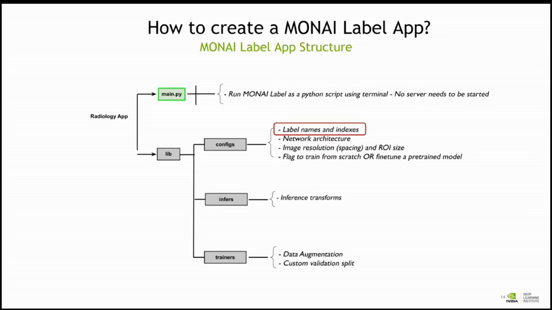So in inference, you define the type of infer that you want to use. You want to use patch-based, whole volume infer, or you want to do interactive segmentation, you change that there in the inference class. For trainers files, you basically define the data augmentation or the transforms that you apply to the images before doing the training.